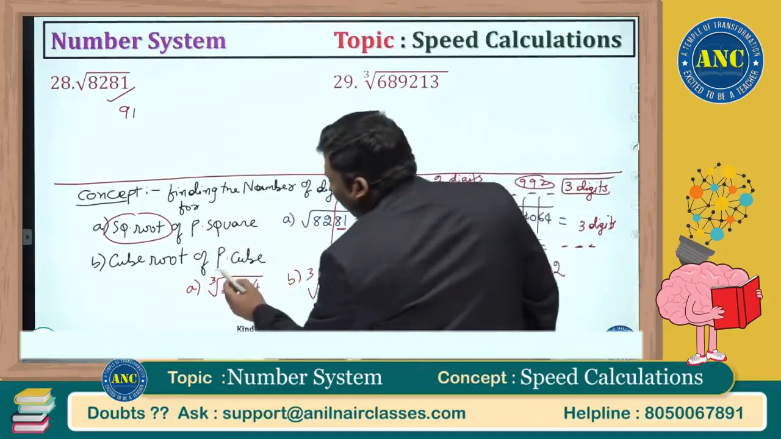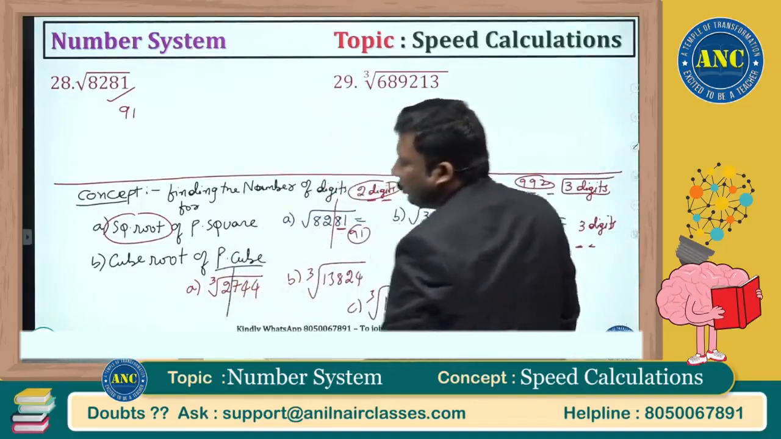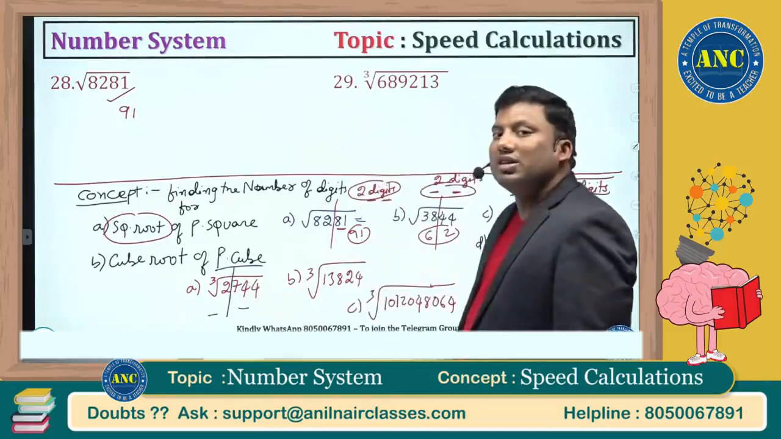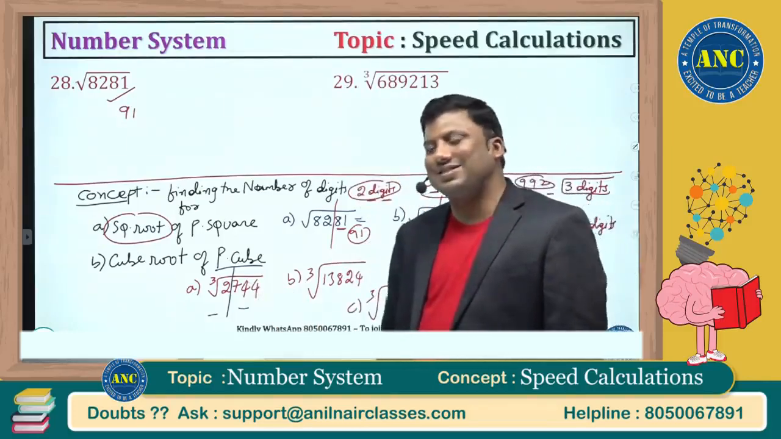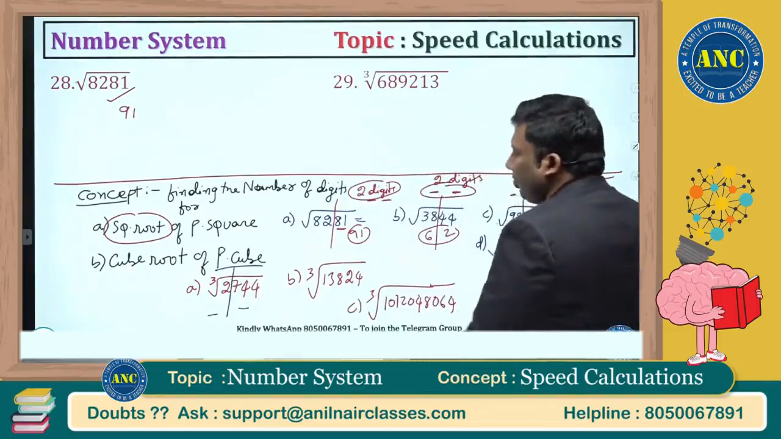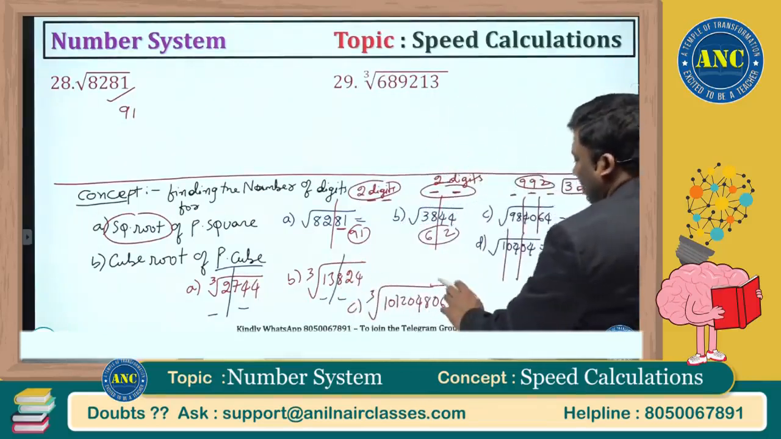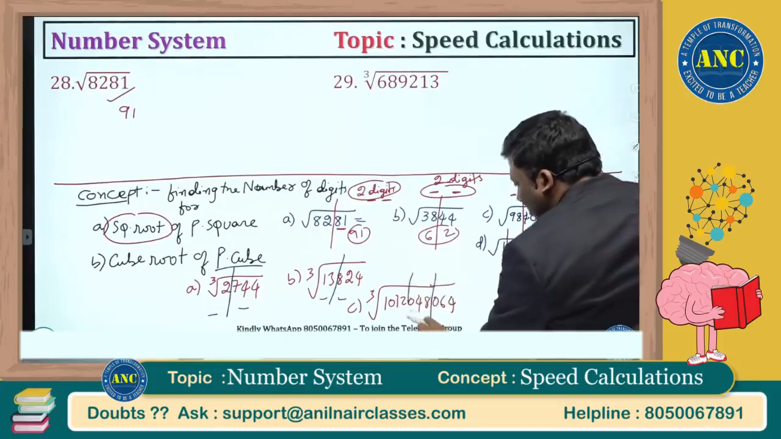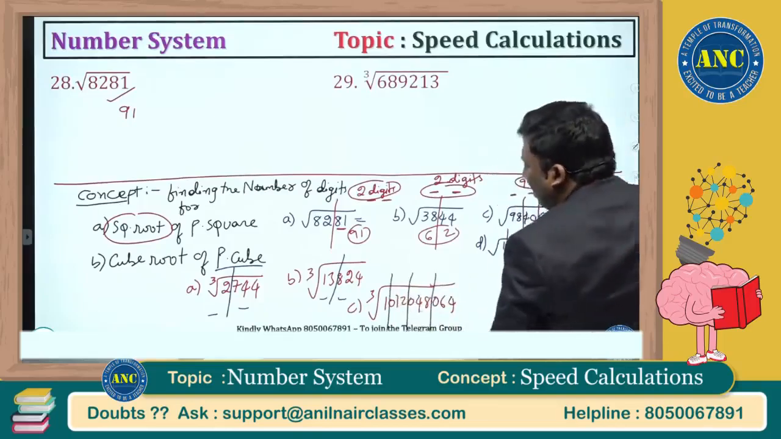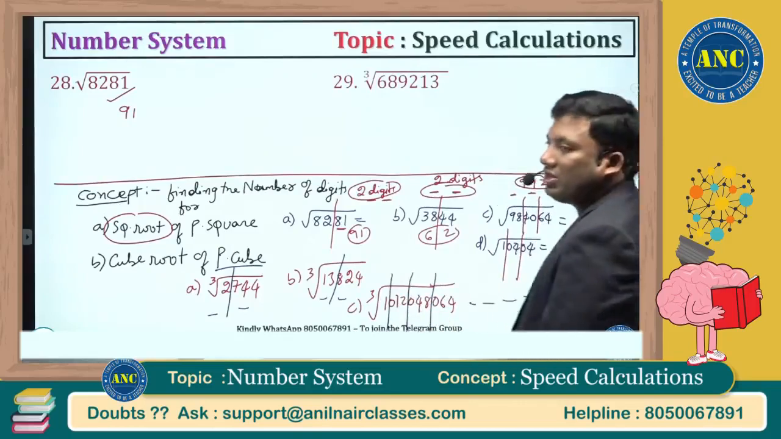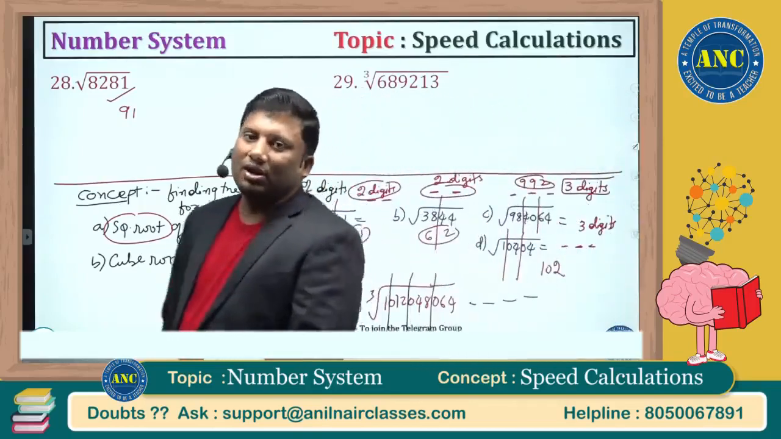If it is a perfect cube, take a group of 3 digits. How many such groups of 3 digits are there? 2 is a single digit, you can write it as 002. One group, another group. Take a group of 3 digits. 1 can be written as 001. Answer will have how many digits? 4 digits. Answer will have 4 digits.